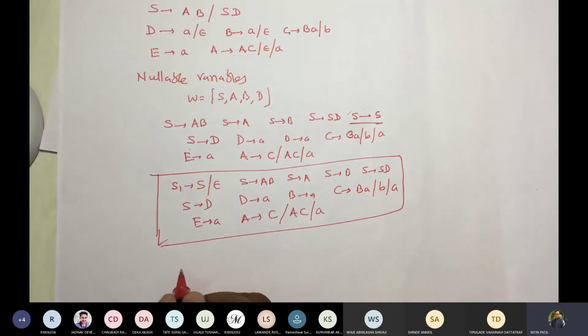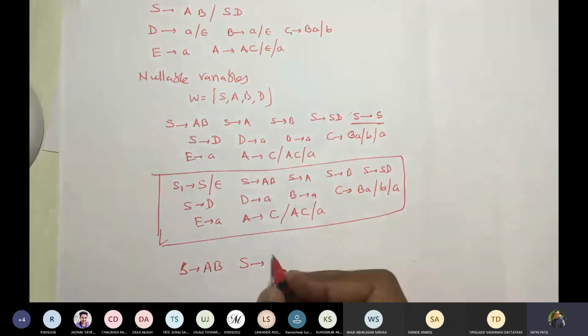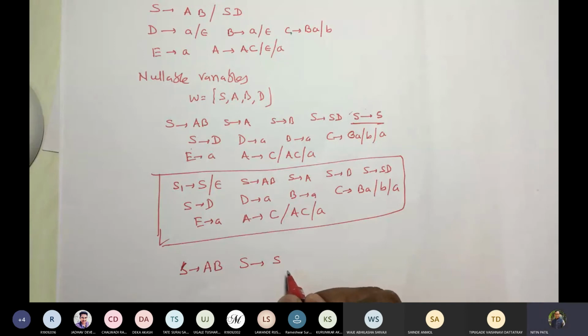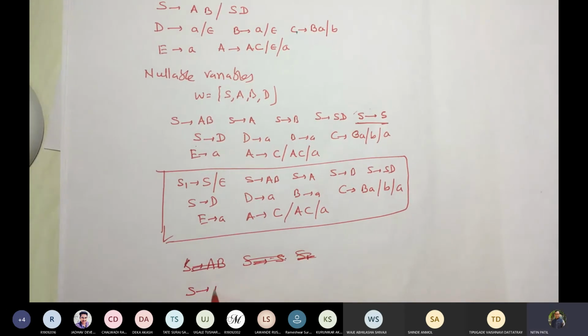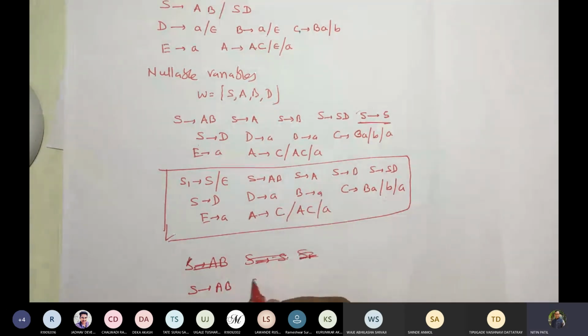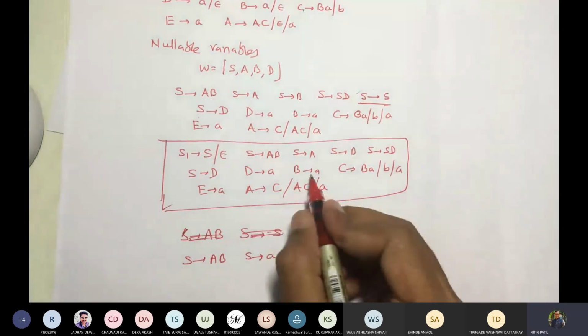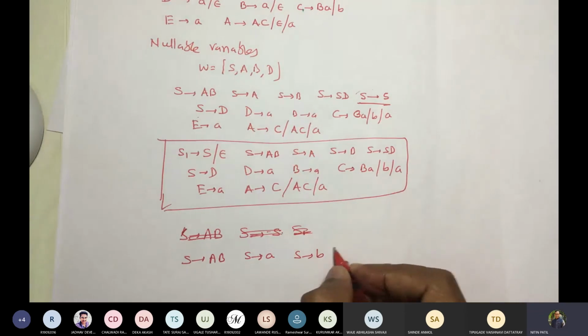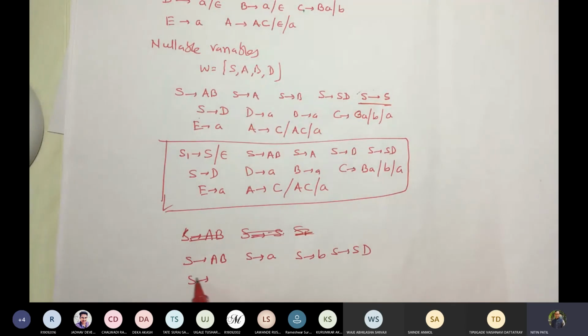What would the unit productions be then? Whatever is there for capital A, I am going to write it for the terminal. Let me write it one more time. S gives AB. S gives A, so I will write S gives small a. Correct? S gives B, B gives what? Small b. S gives SD. S gives D. D gives A. That's why S gives A is already added, so no need to write this. You can skip it.